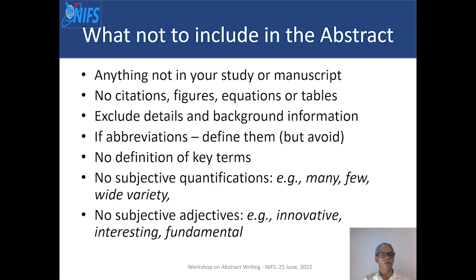There are a few things that you should not include in the abstract. Obviously, what you did not do should not be in the study or manuscript. Abstracts usually do not contain citations, figures, equations, or tables. You may also exclude details and background information. If there are any abbreviations, define them, but ideally avoid including abbreviations. There are, of course, common abbreviations which can be used. For example, DNA, UV, or pH are some examples.